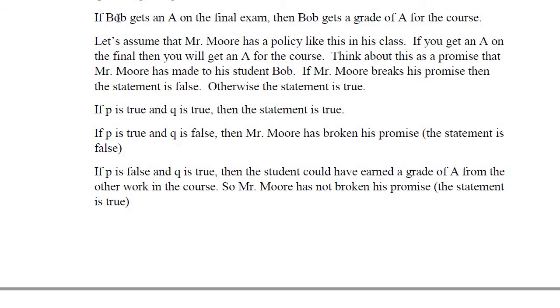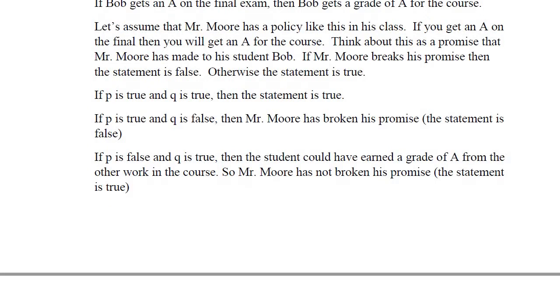If P is false, Bob does not get an A on the final exam, and Q is true, Bob gets a grade of A for the course, then the student could have earned the grade of A from other work in the course. So Mr. Moore has not broken his promise about what he does on the final exam, and the statement is true.